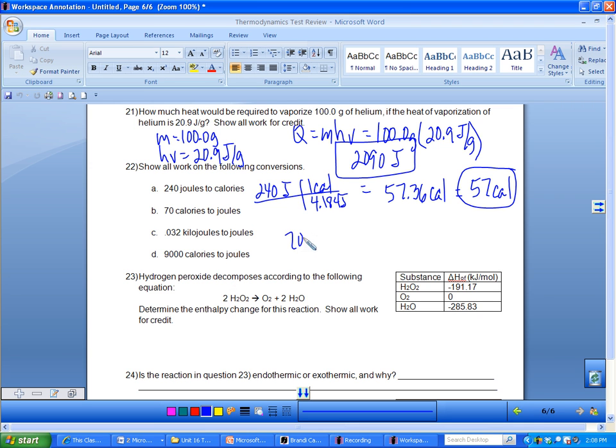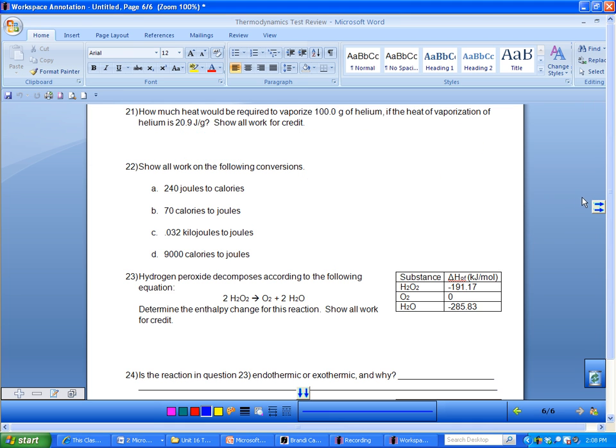70 calories to joules. Well, there's 4.184 joules for every 1 calorie. So I multiplied those together, and when I did, I got 292.88. But I want it in one significant digit, so I'm going to report it as 300. So pause it if you need to, but I'm going to clean it and move on.